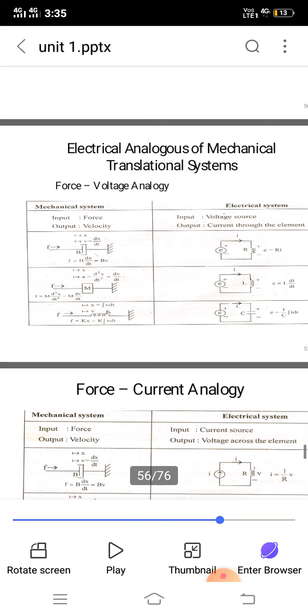The electrical system also has three elements: resistor, inductor, and capacitor. So these two varieties of six elements can be coupled and analogized between the electrical and mechanical systems.